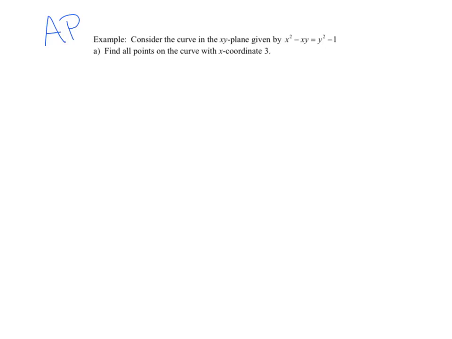Alright, we're going to have one more question that'll have several parts to it. Another AP style question that we'll see in our free response. Consider the curve in the xy plane given by that function. A, find all the points on the curve with an x coordinate of 3. So notice again, they want you to find a point. So that means you need an x and a y.